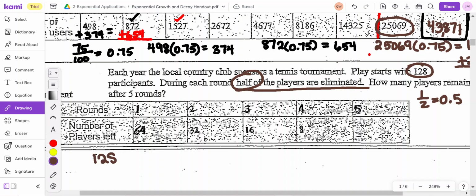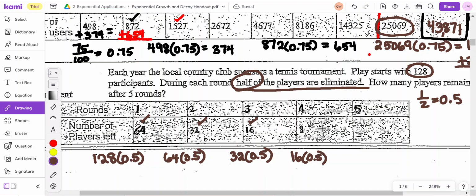So what is 128 times 0.5? 64. Right here. After round 1, we had 64 players. What is 64 times 0.5? 32. All right, after the second round, we have 32 players left. All right, for the next round, we know half of them are going to be eliminated. So 32 times 0.5. There we go. 16 times 0.5.